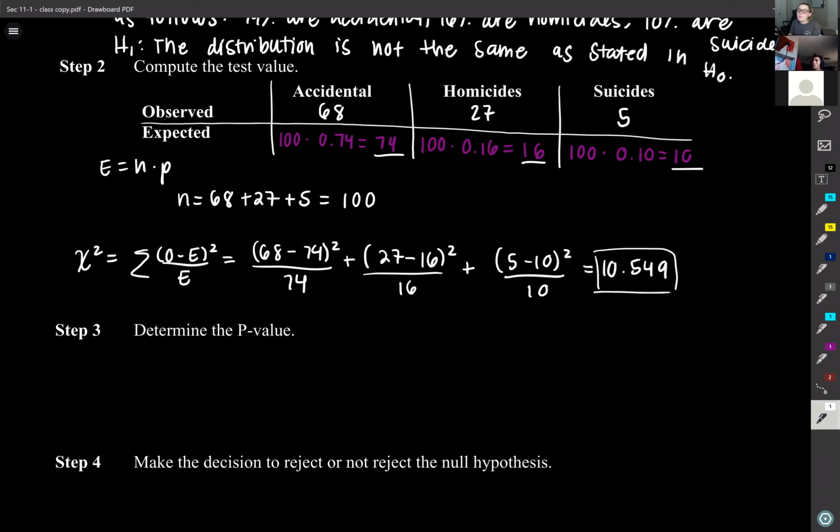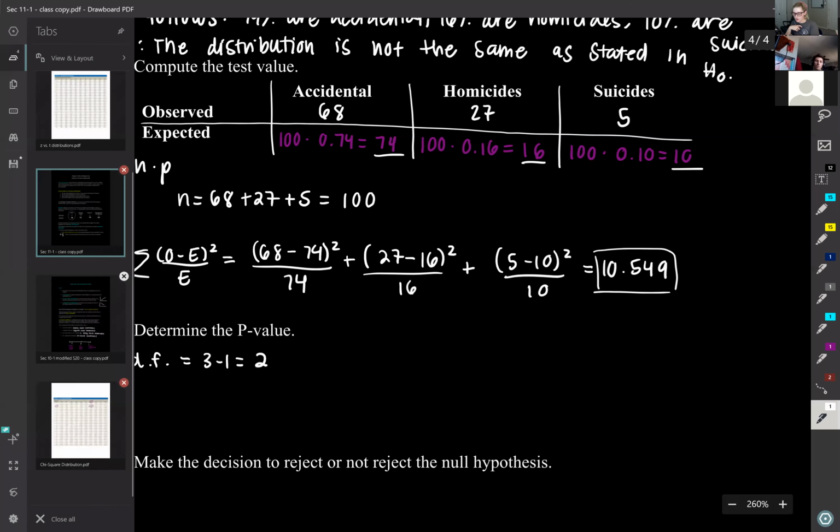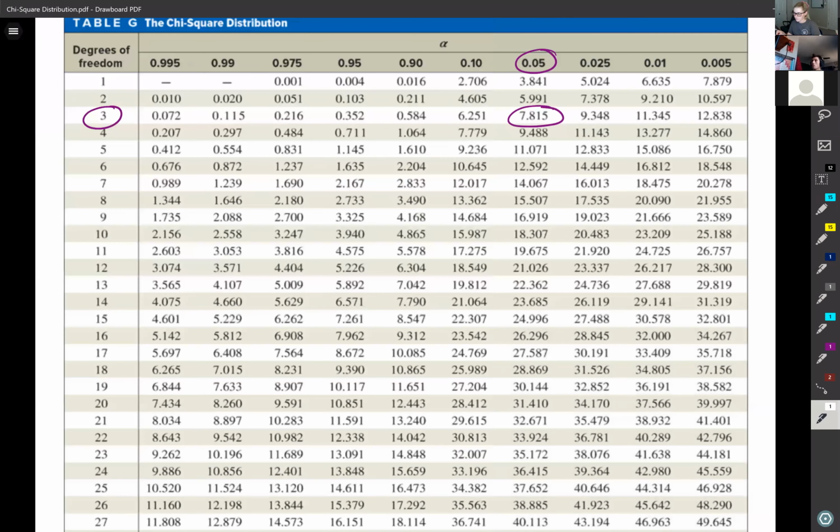To determine the p-value, this is going to be really similar to how we did with the t-distribution. You just need the test value and the degrees of freedom. The degrees of freedom is the number of categories minus 1, so 3 minus 1 gives us 2. All right, so let's go to our chi-square distribution. We have 2 degrees of freedom here. Very similarly to the t-distribution, we come across the row that 2's in, and find the 2 numbers that our test value is between. Our test value is 10.549.